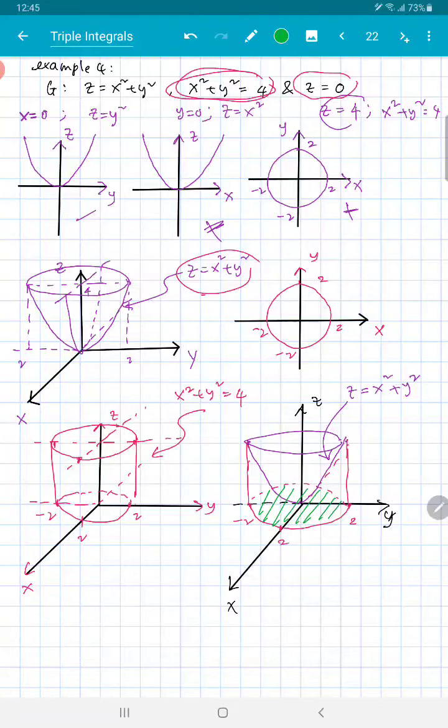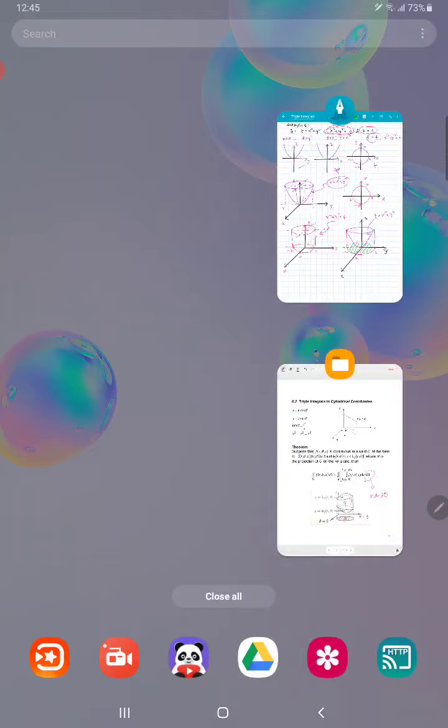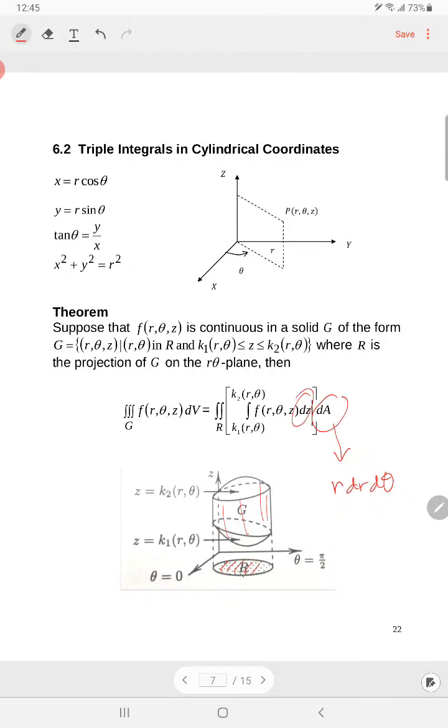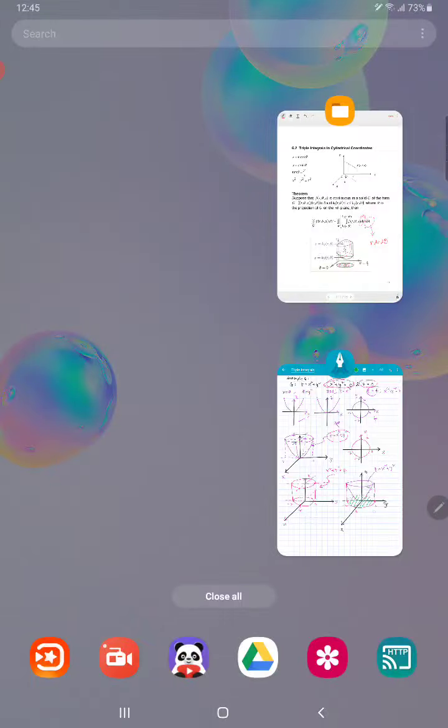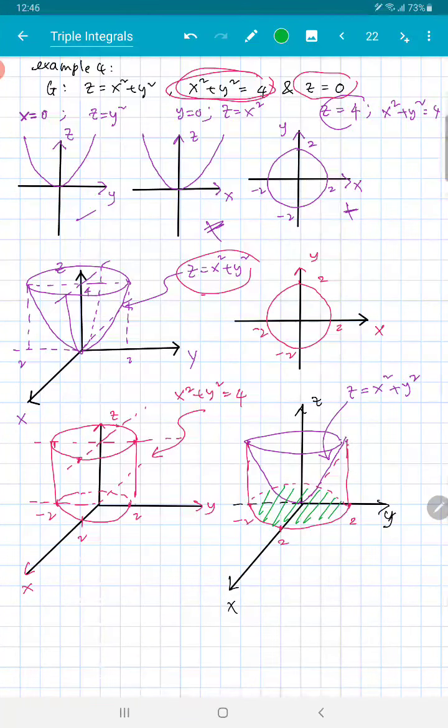A circle of radius 2. Then from our theorem here, we have to integrate with respect to z first and then figure out what is the top surface and the bottom surface. If you look at our solid here, if you draw a straight line parallel to the z-axis across your solid, then you can see that the top surface would be the paraboloid, and the bottom surface would be the z equals 0 plane, or xy plane.